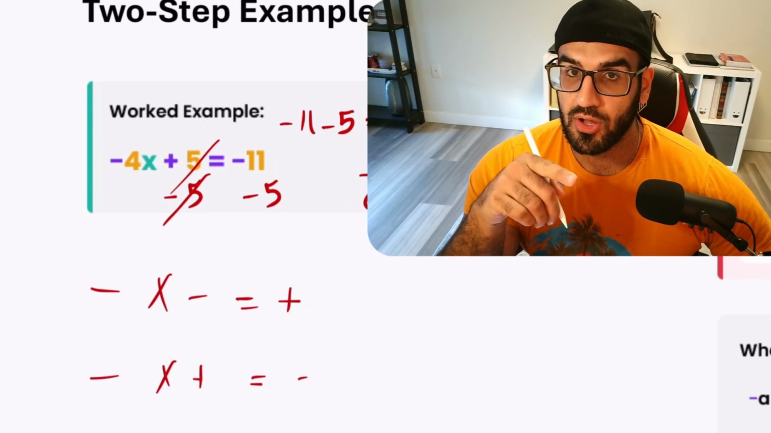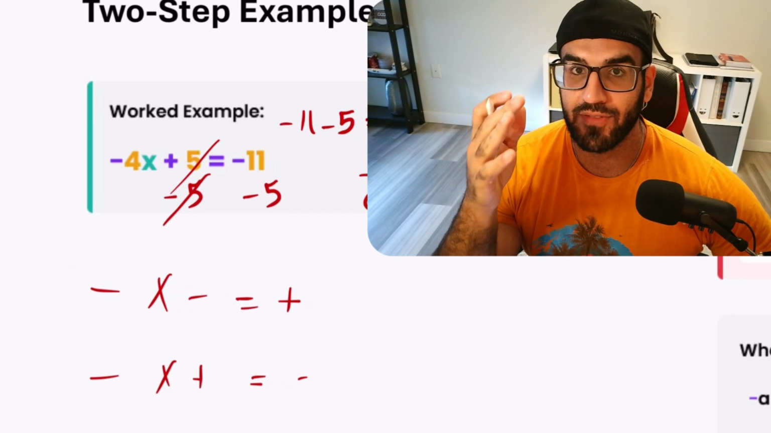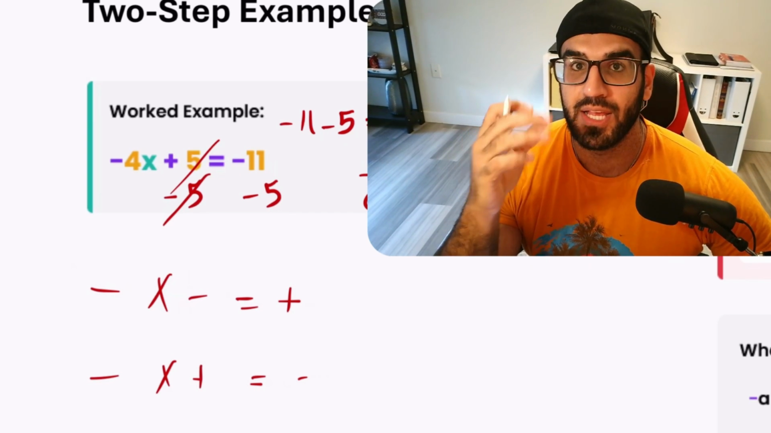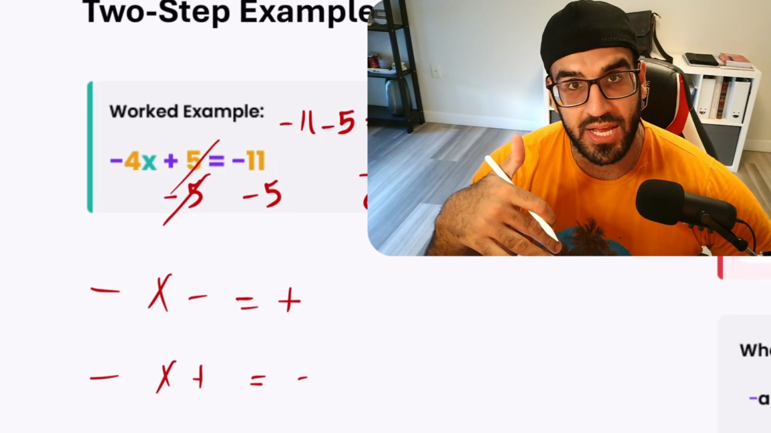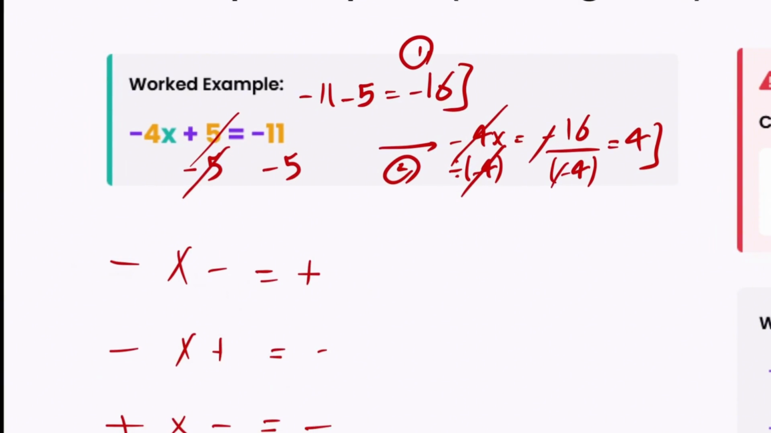But at this point, if you remember, I told you that negative times negative is positive. We have the same rule about division. Negative divided by negative is also going to be positive. So at this point, what do I have? Negative divided by negative, they're going to cancel each other, or we consider it as positive. And 16 divided by 4 is 4. Still, x equals 4 itself.